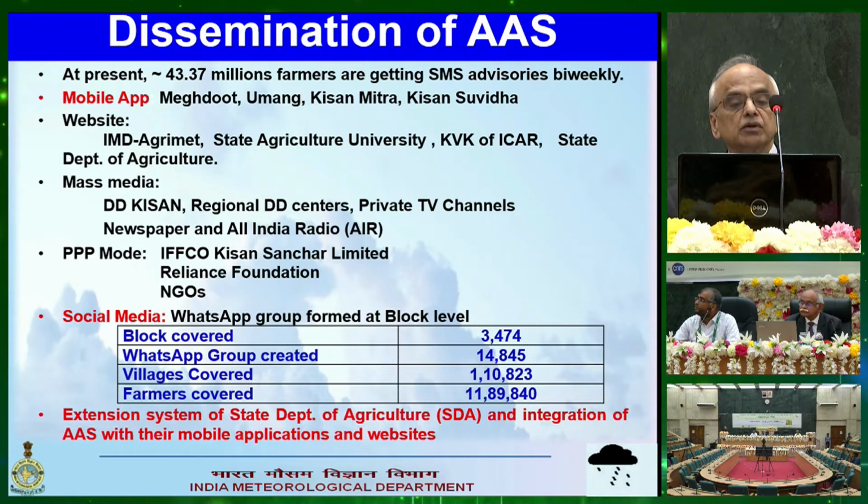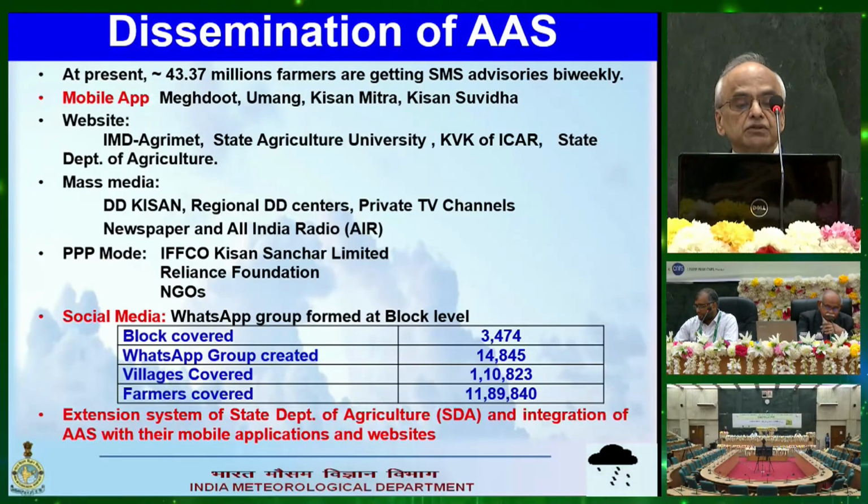So the dissemination of agro-meteorological advisory services at present in India is going to 43.37 million farmers. They are getting these SMS advisories. So all those farmers must be having their mobile phones, and so they must be receiving these agromet advisory services. The mobile apps include Megdoot, Umang, Kisan Mitra and Kisan Suvidha, and the websites are India Meteorological Department Agromet Services, and in all these states there are agricultural universities, and they have websites where the agrometeorological advisory services are provided. Indian Council of Agricultural Research and state departments of agriculture also have websites, and through the websites the agrometeorological advisory services are provided.